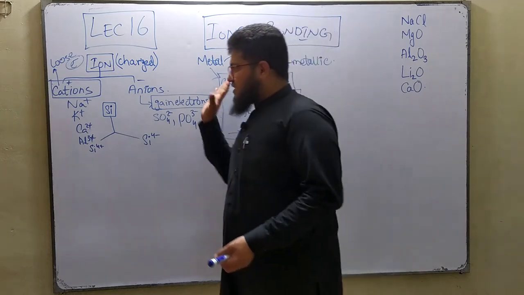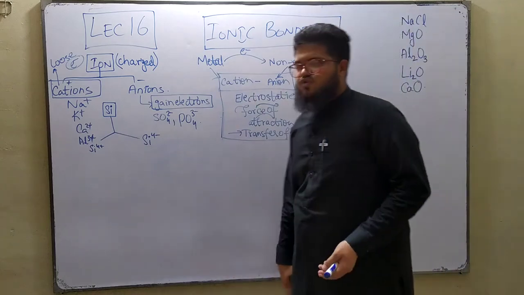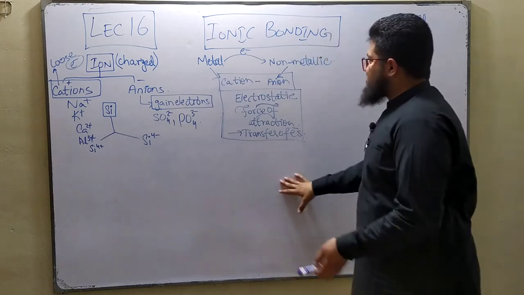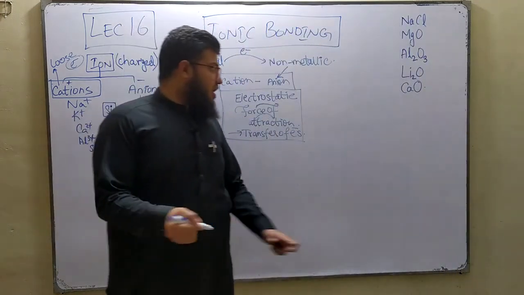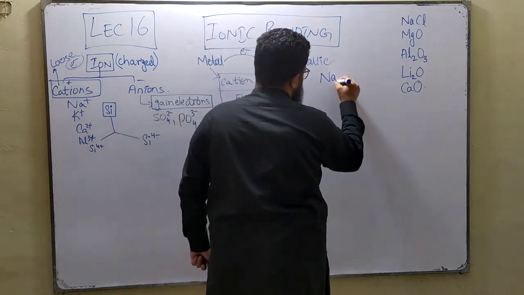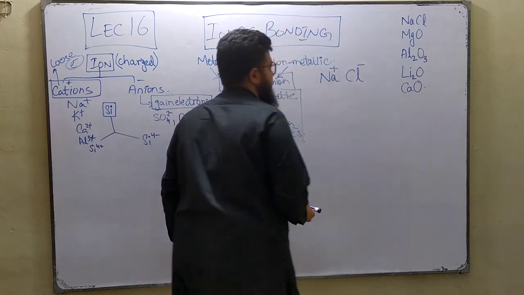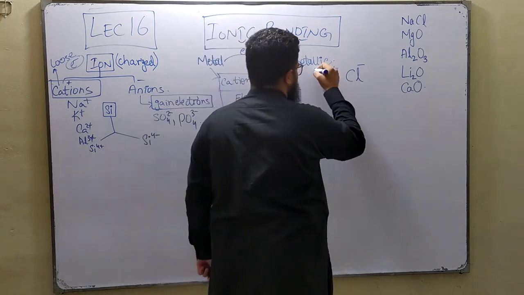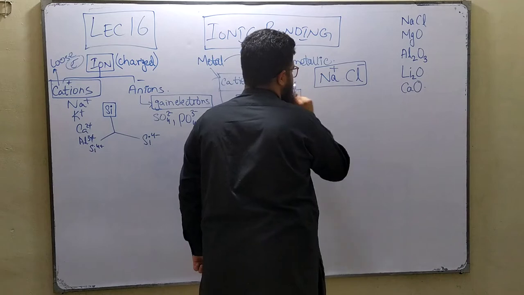Now this was an overview, mainly for your O levels, and what you have to write on your exams. Now let's see how you are going to represent them diagrammatically. So now let's take the example of sodium chloride. Sodium is a positively charged ion and chloride is a negatively charged ion. So sodium chloride is your giant ionic lattice.